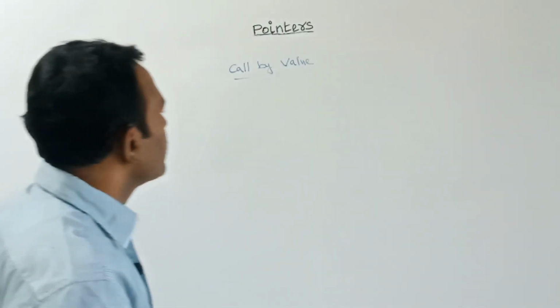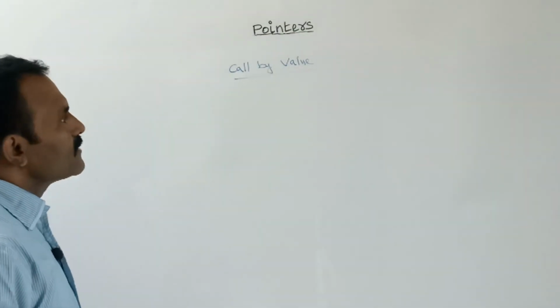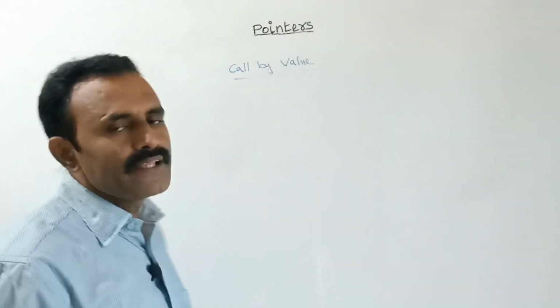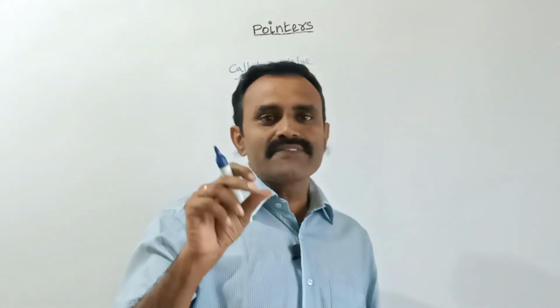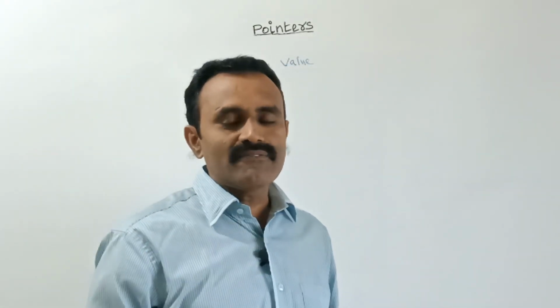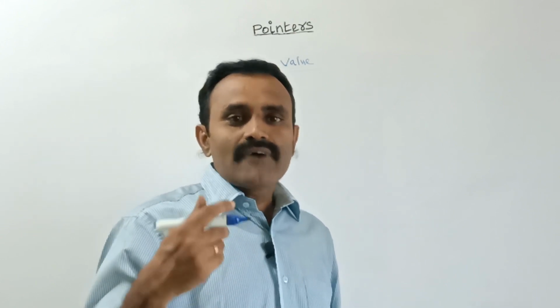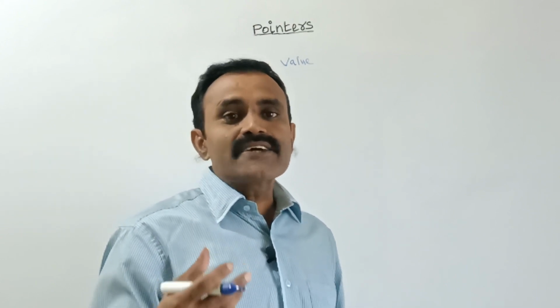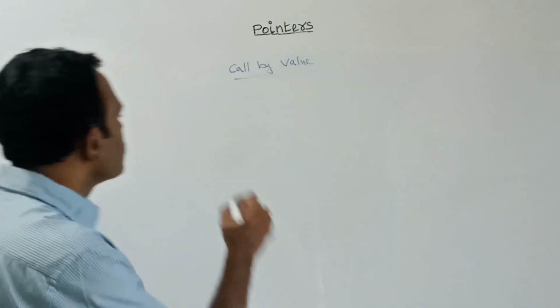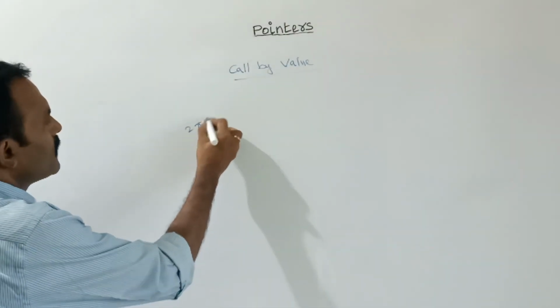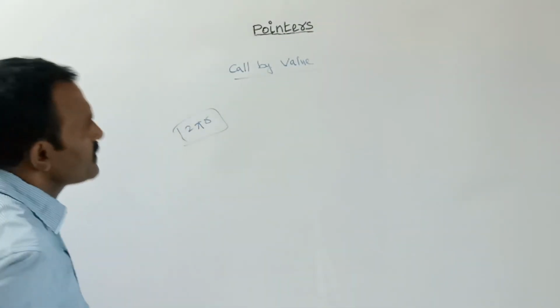Now let us take a simple example. Suppose I want to find the circumference of a circle. What is the formula for finding the circumference of a circle? The formula is 2 pi r. This is the formula for finding the circumference.